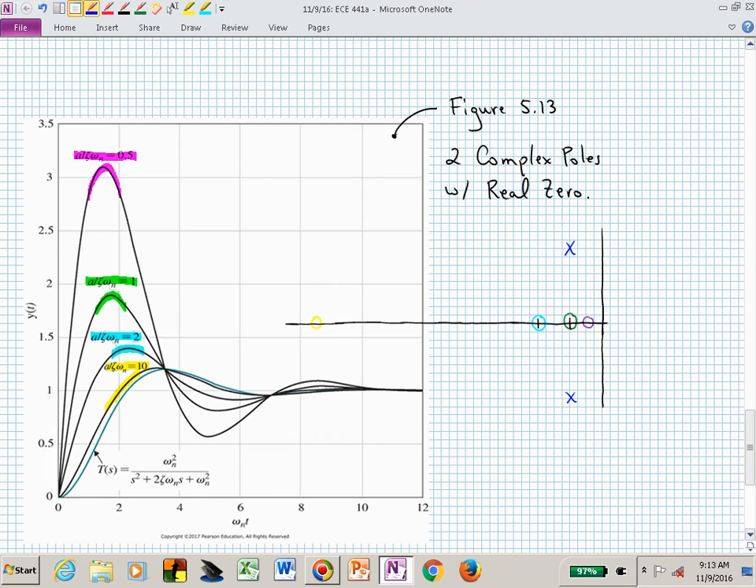And what are we doing with our controllers? We're probably putting down a zero on the real line, and that's going to influence our percent overshoot, which means we may want to overcompensate the angle of our poles and say, let's collapse those more than an angle of 45. Maybe we need to get those even closer to the real axis because we know that real zero is going to deteriorate the pure two-pole response behavior.